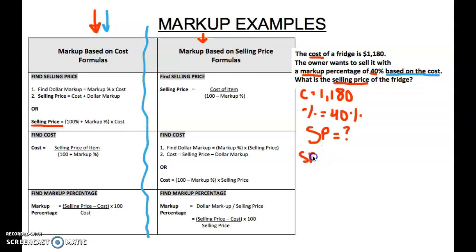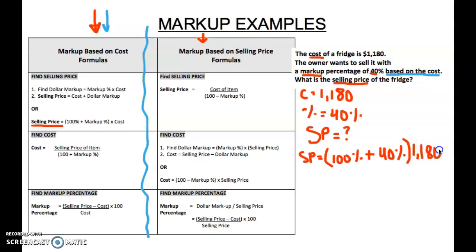My selling price formula is equal to 100%. And again, remember, keep your percentages until you're computing. Then you can take them off once you're applying your percentages to the rest of the formula. So 100% plus my markup percentage, that is my markup percentage here, 40%. And then I'm going to multiply that by my cost. Now my cost is equal to 1,180.